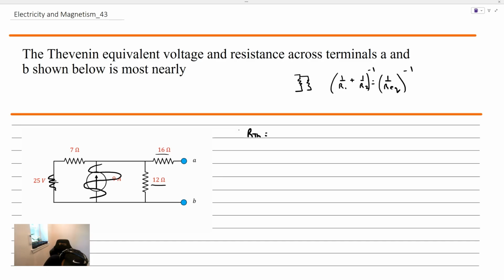So if we want to find the Thevenin equivalent resistance, all we do is 1/7 plus 1/12. We invert that and then add 16 since that's in series with them. We go ahead and solve for what that is.